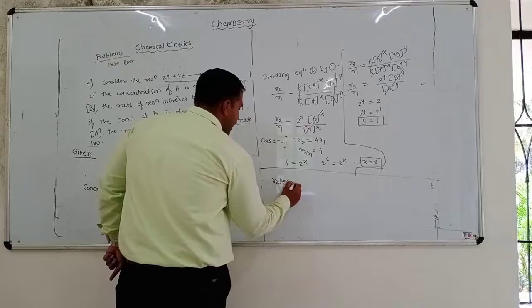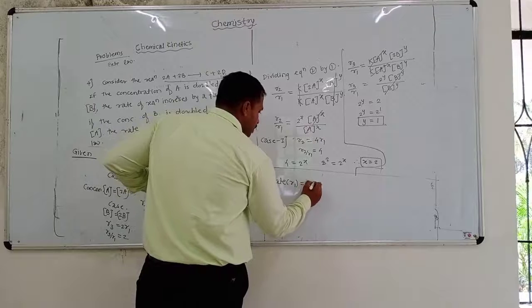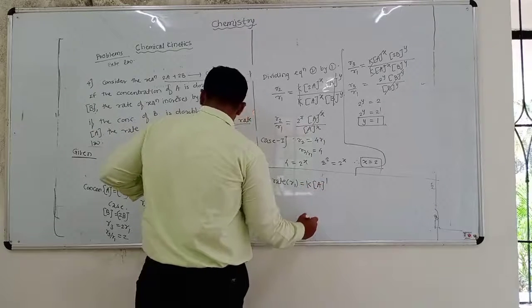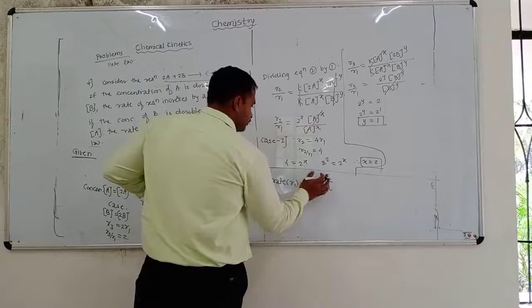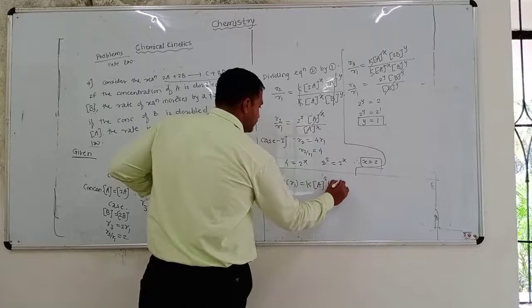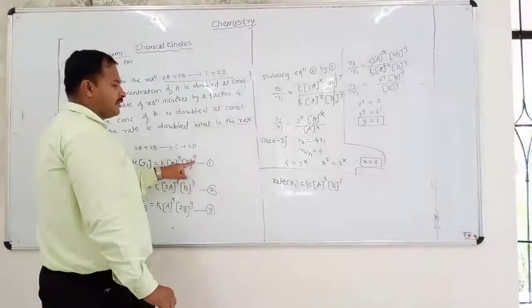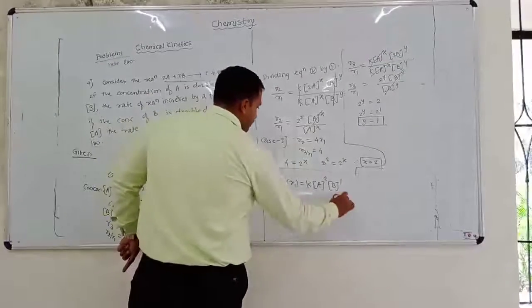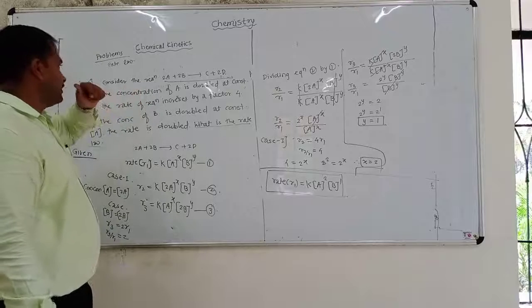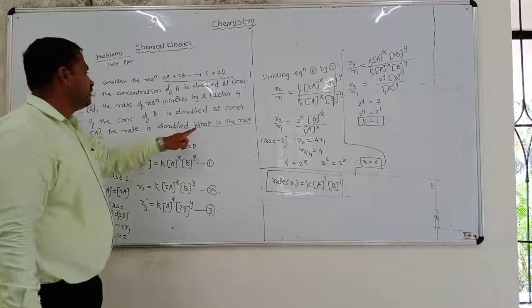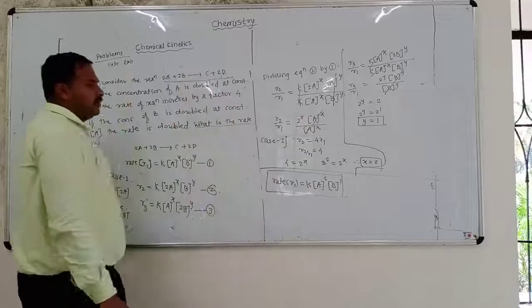Rate R1 is equal to K into concentration of A raised to 1, and concentration of x is equal to 2; and concentration of B is equal to concentration of y raised to 1. Concentration of B raised to y is equal to 1. This is the rate law of the given reaction.